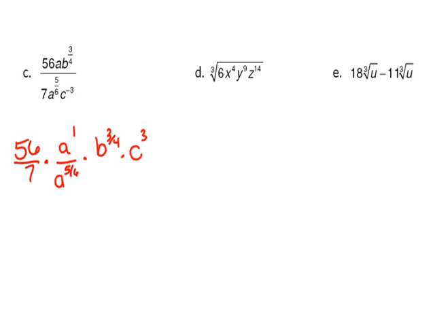All right, let's put it all back together. So 56 divided by 7 is 8. 1 minus 5/6 is 1/6, so a to the 1/6, b to the 3/4, c to the 3rd. And that's my answer. Not that hard.